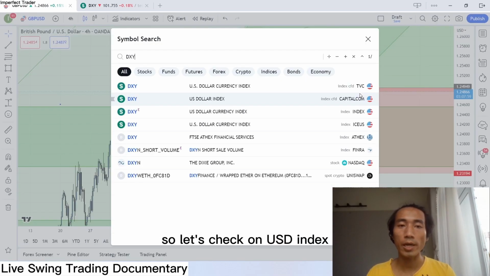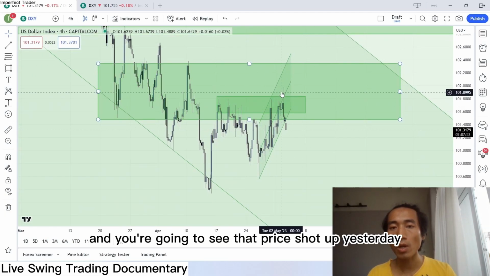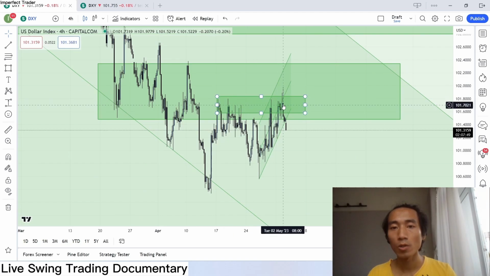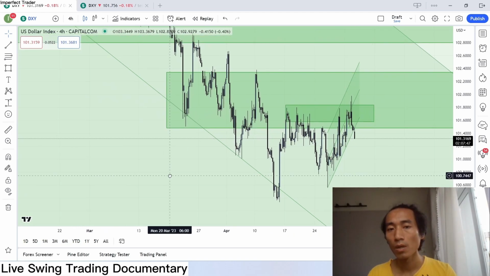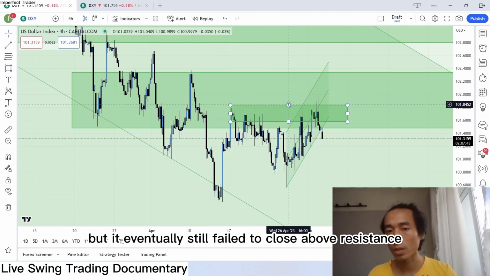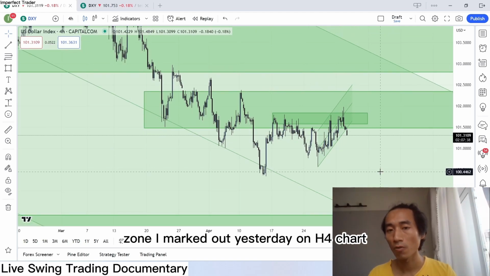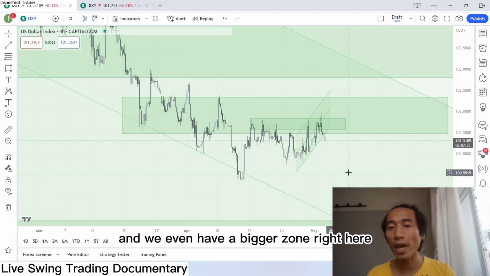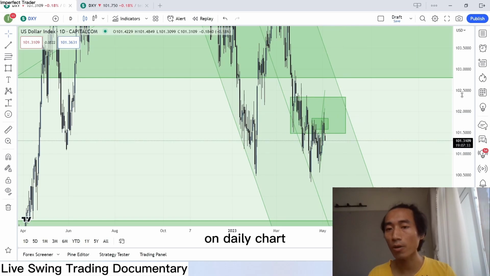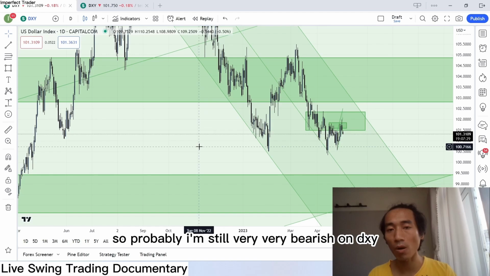So let's take on USD index, and you're gonna see that price shot up yesterday, grab some liquidity up there, but it still failed to close above this resistance zone I marked out yesterday on 4-hour chart. And we even have a bigger zone right here on daily chart. So probably I'm still very bearish on the DXY.